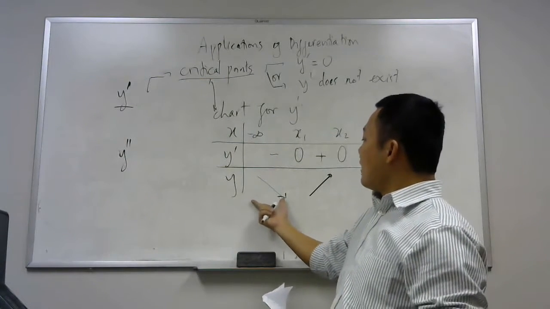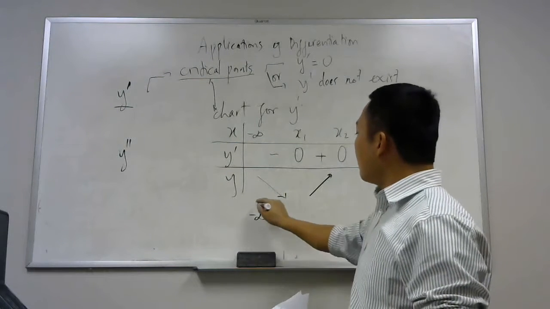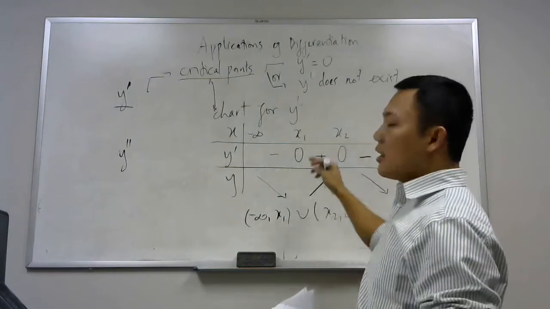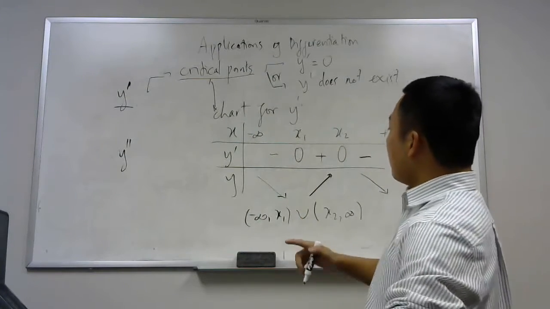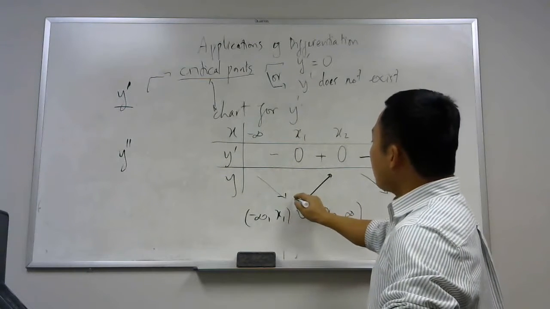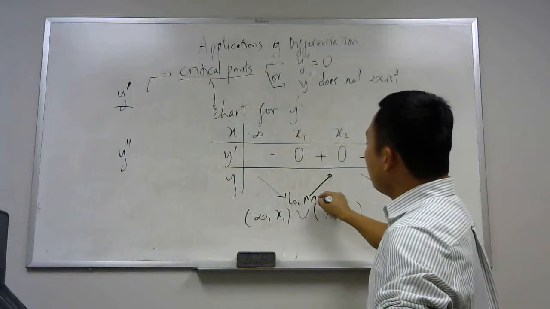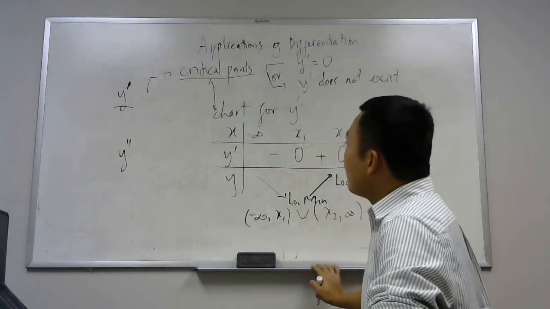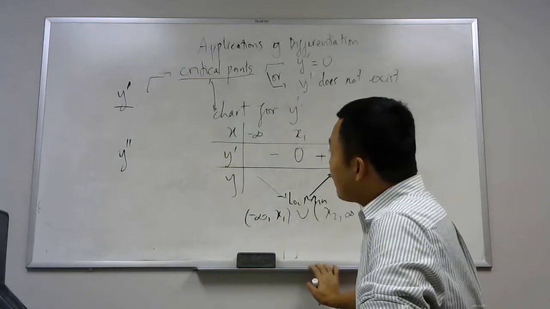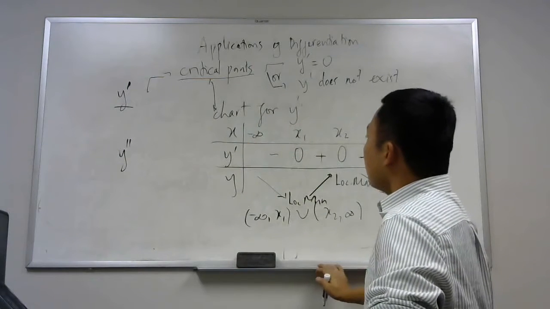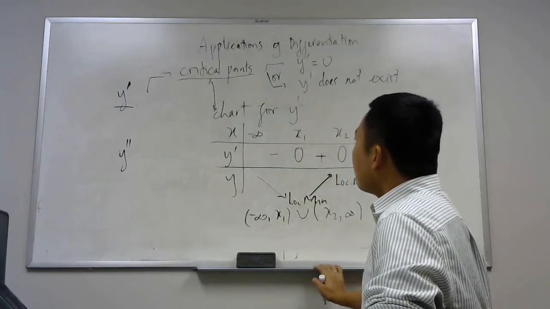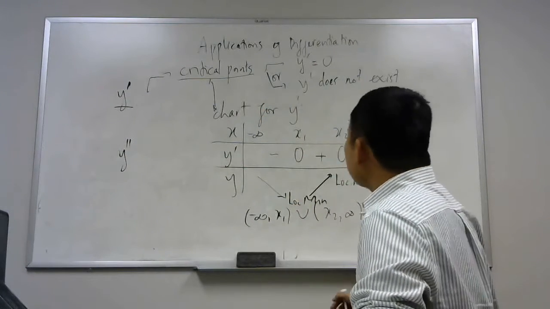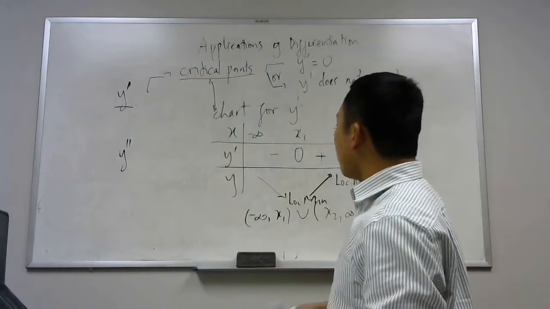The function is decreasing on negative infinity to x1, union with x2 to positive infinity. And the function is increasing on x1 to x2. That's it. At the same time, using this chart, you might see at this point the function attains local minimum, right? And at this point the function attains local maximum. So that is called the first derivative test, right? So I think that is all about the first derivative you need to know, and that's the application of the first derivative. Find critical points, extreme points, and then we'll see where the function attains maximum, minimum.